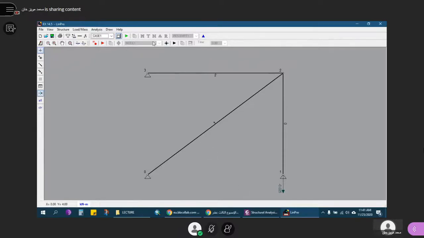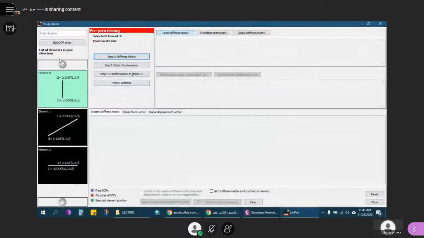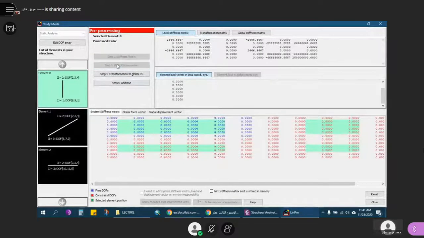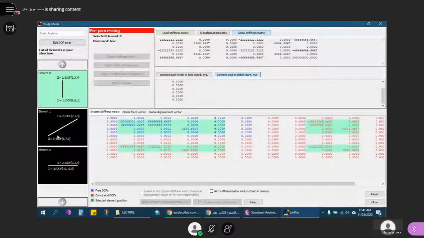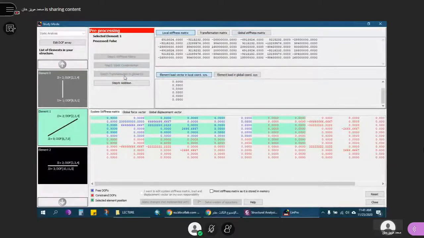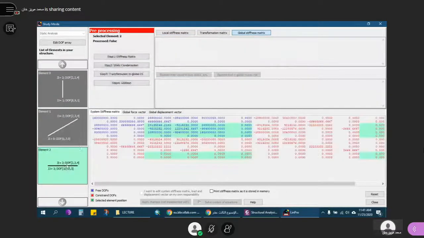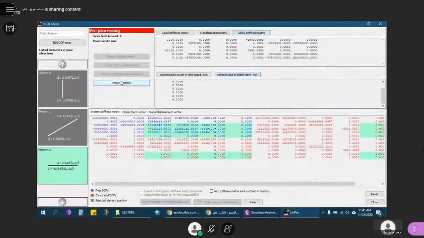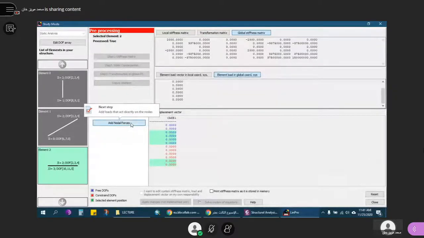So next, let's go again. Step stiffness matrix, addition, element 2, addition, add nodal forces, then solve the system of equations.